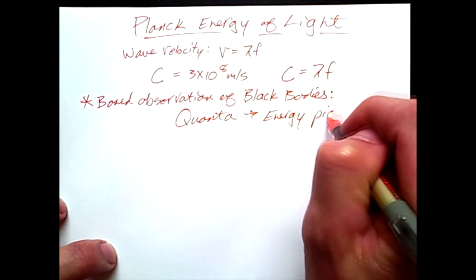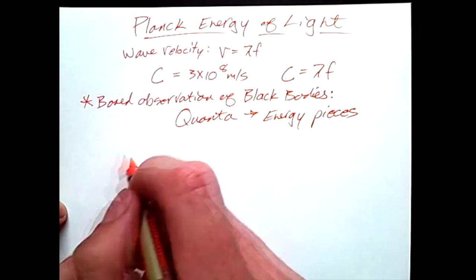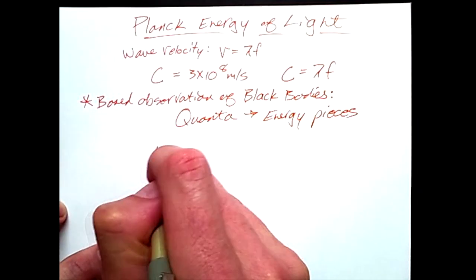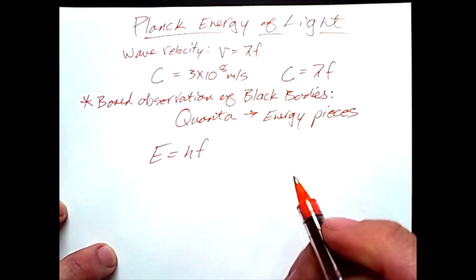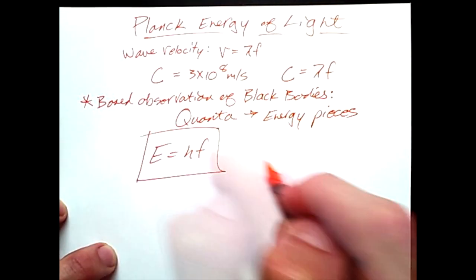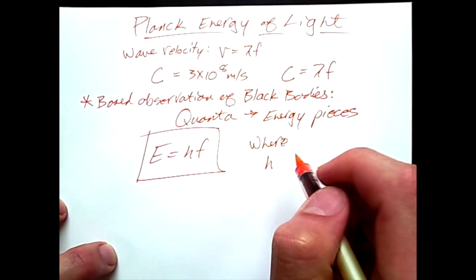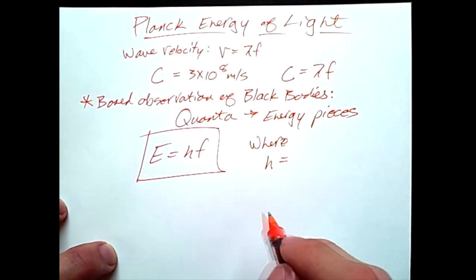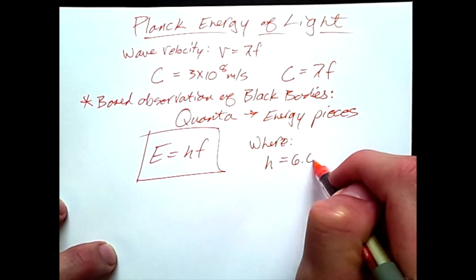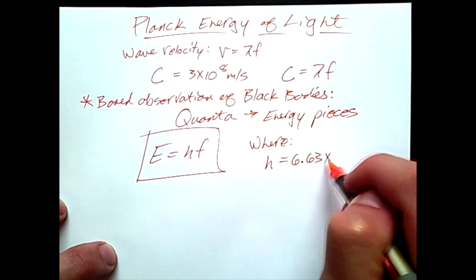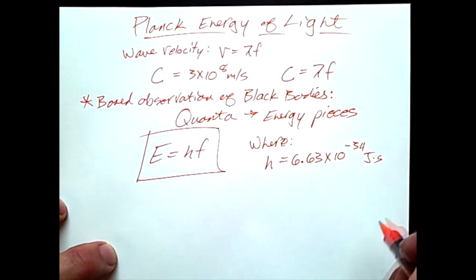We don't have any real interest in getting into the derivation of where all this information came from, but it's important to note that the energy of a light wave can be described in this way: h times the frequency. It's a pretty easy formula as long as you recognize that h is a very special constant. This is called Planck's constant. h is 6.63 times 10 to the negative 34th joule-seconds.